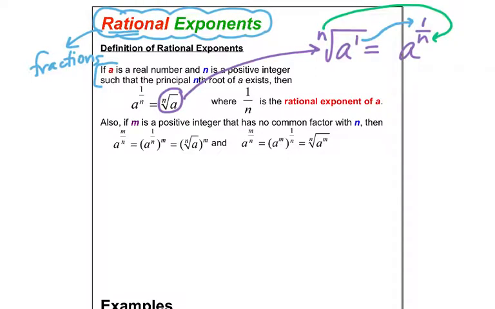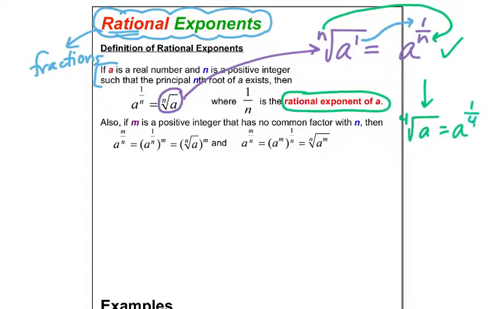So the nth root of a is the same thing as a to the 1 over n. And 1 over n is the exponent, and it's a fraction, so we call it the rational exponent of a. So, for example, we can also say the fourth root of a is a to the 1 over 4. And again, always turn your eyes to the denominator of the rational exponent because that always tells you what kind of radical or what kind of root you're playing with.